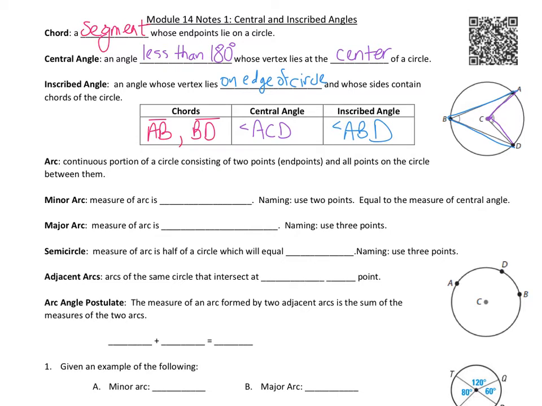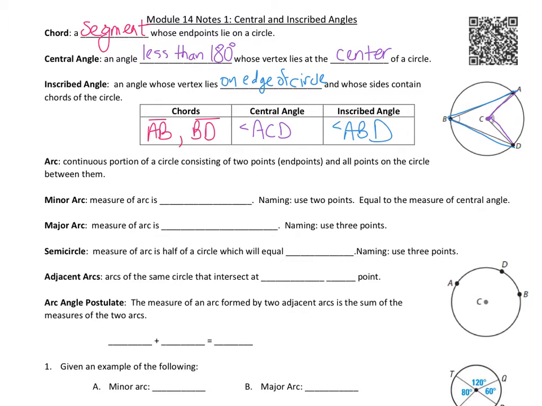An arc is a continuous portion of a circle, and it's around the edge of your circle, consisting of 2 points or endpoints, and all the points on the circle that lie between them. So an example would be arc AD, or AB, or even ADB. So there's different sizes of arcs, and that's what we're going to talk about next.